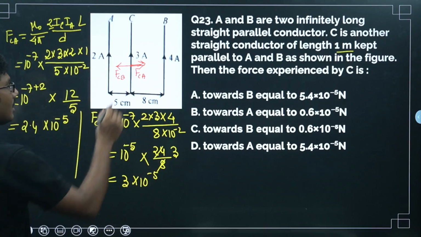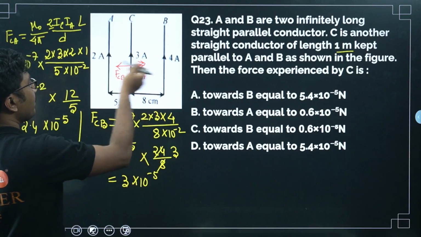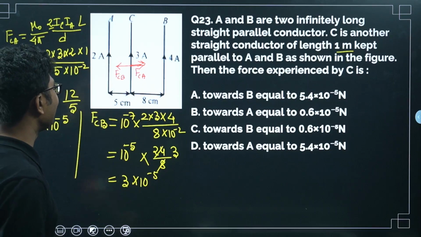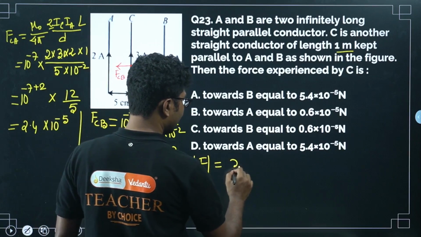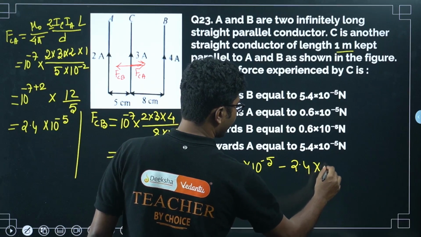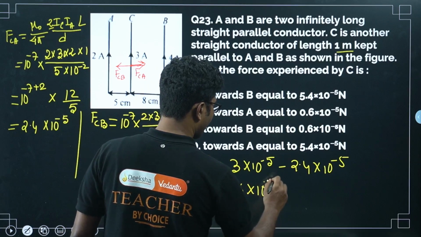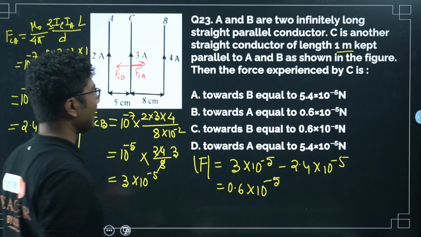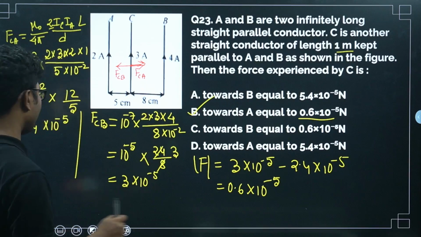Now which one is greater? B is greater, so FCB will be greater. So the resultant force will be acting towards A. You should remember that the resultant force should be acting towards A because this is a repulsive force. Now what is the magnitude of the force? Magnitude of the force is 3 times 10 to the power of minus 5 minus 2.4 into 10 to the power of minus 5, that is 0.6 times 10 to the power of minus 5, acting towards A. So be careful while answering this question.